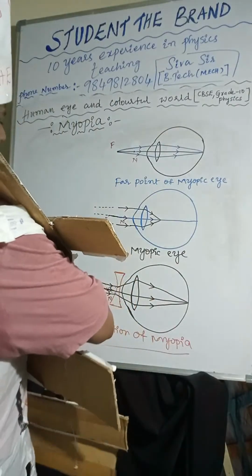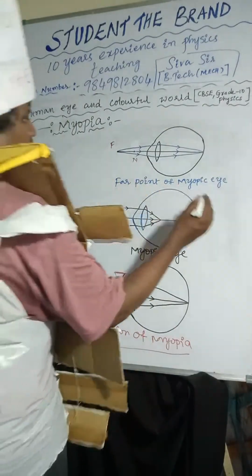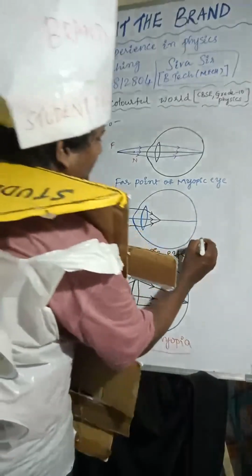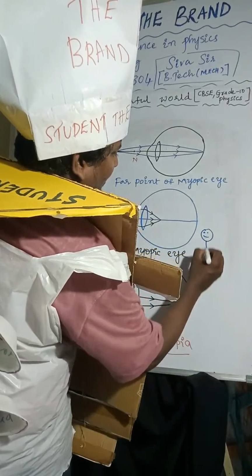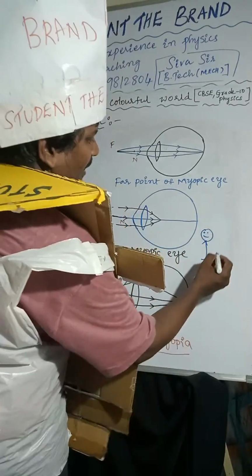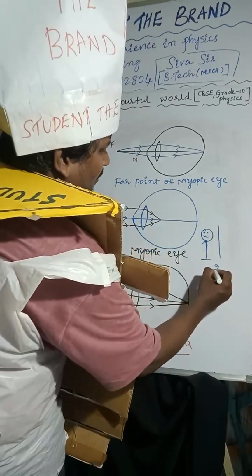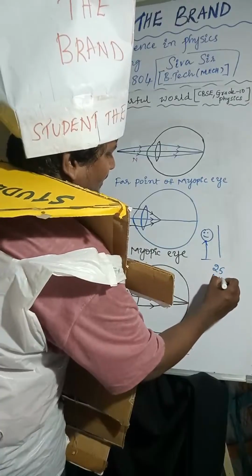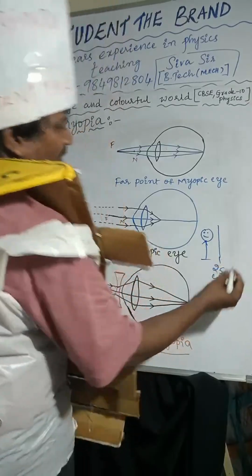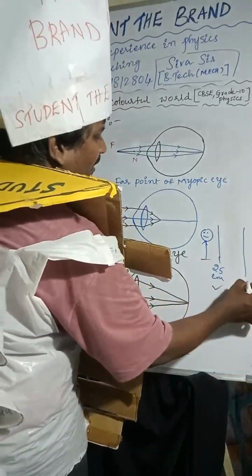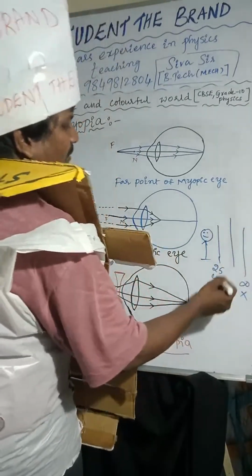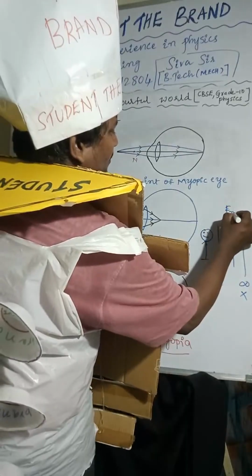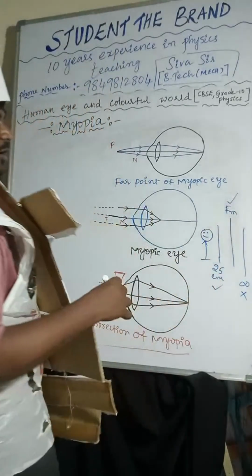I already said the logic, again I'm saying the logic. Here you can see this is a person. The person has myopia. If he has myopia, he can see the near point at 25 centimeter. He can't see infinity, but somewhere between, up to this point, he can see. This is the far point of the myopic eye.